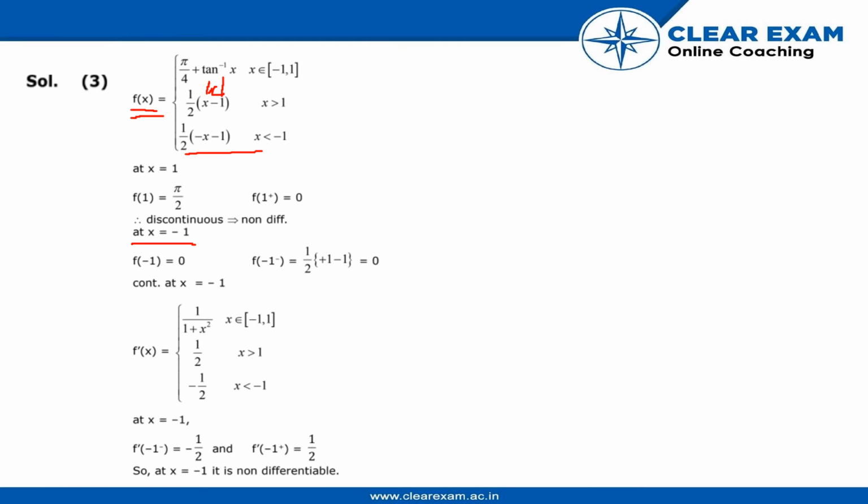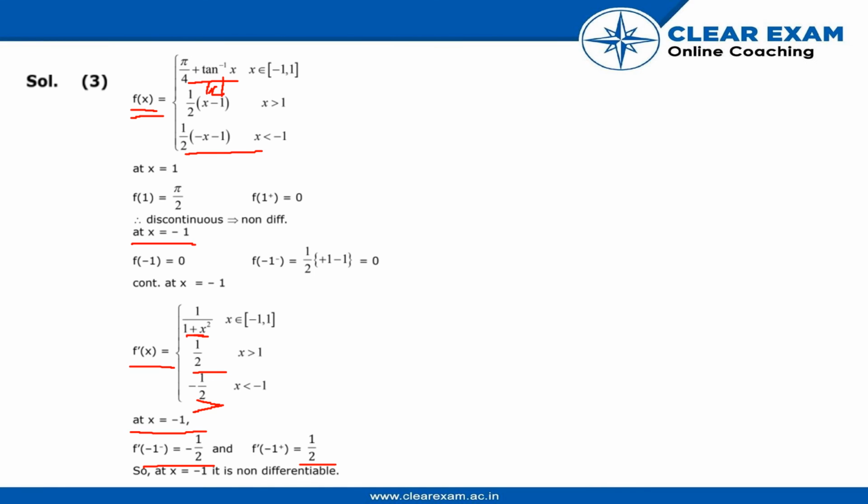So now we will differentiate f(x), and we will get this: tan⁻¹x will become this, and 1/2 will be taken out, and we have 1/2 and −1/2. Then we will again check the value of f'(x) at −1. After solving, we would get −1/2 and 1/2 on this one.